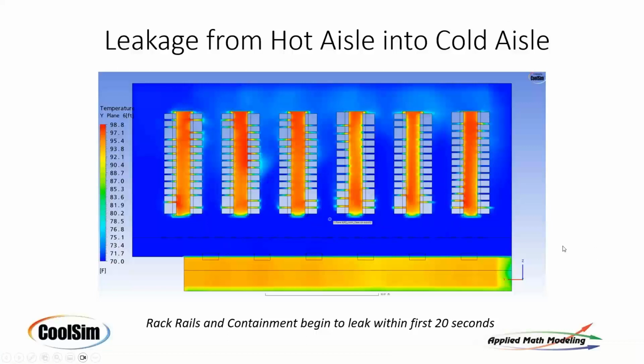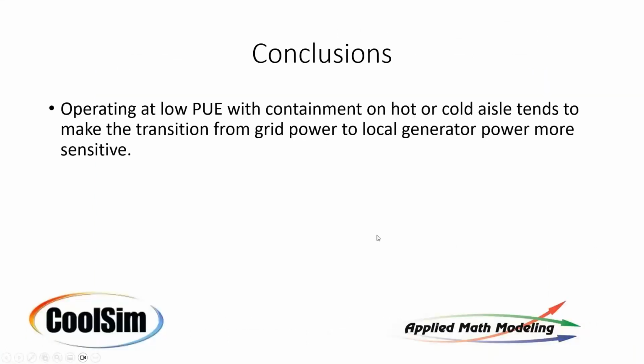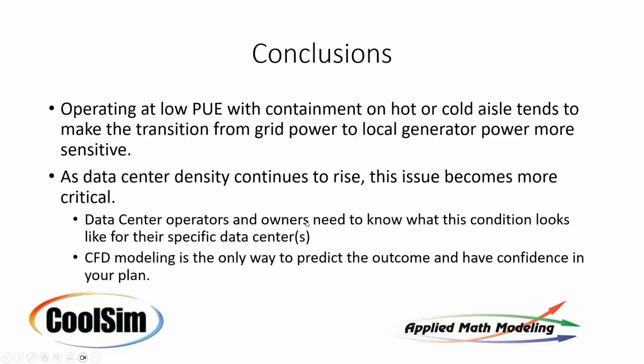So when you operate at low PUEs with containment on hot and cold aisle, the transition from grid power is more sensitive, and this is going to continue to be more of an issue as we go to higher density. You have less time. And CFD modeling is really the only way that you can predict the outcome and have confidence in it. You really can't test it.